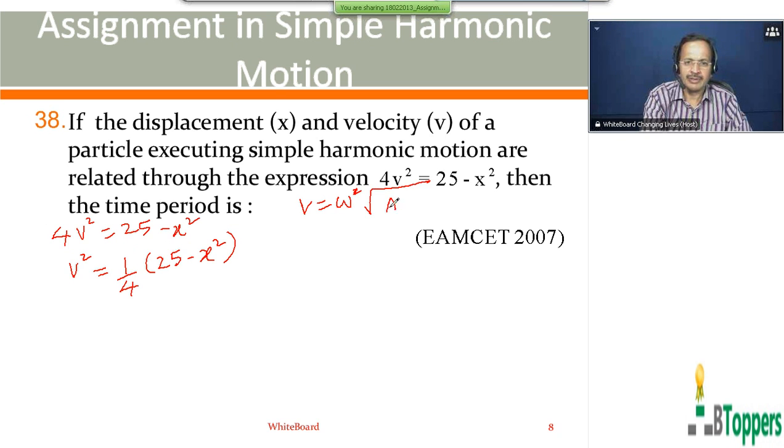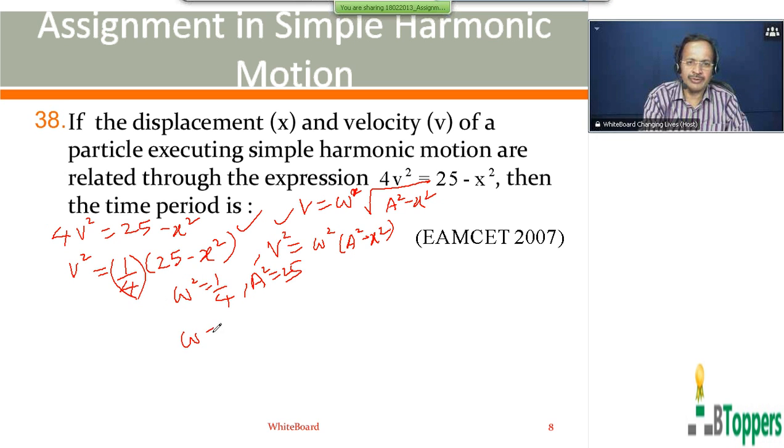The magnitude of velocity of a particle in simple harmonic motion is given by omega into root of a square minus x square. If you square both sides, then write v square equal to omega square into a square minus x square. You can compare this equation with this. Left hand side is same. So omega square you get 1 by 4 and a square is 25.